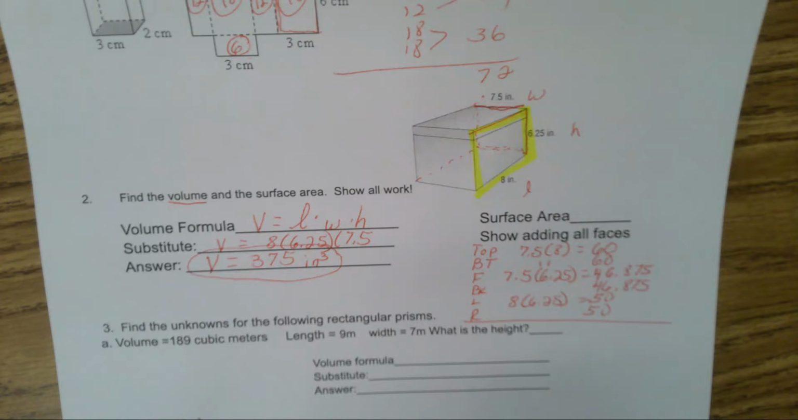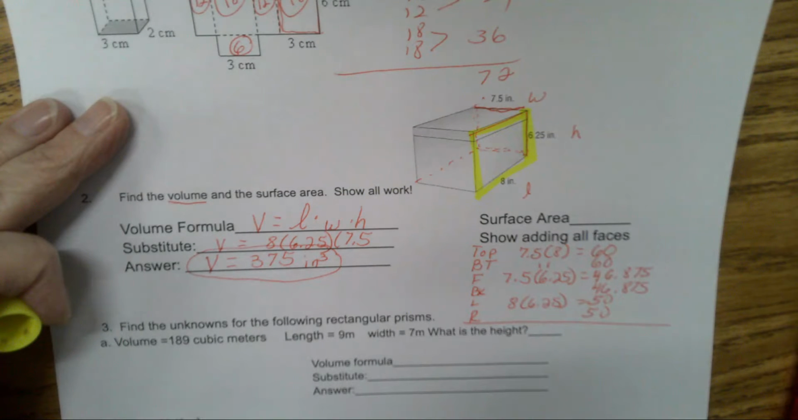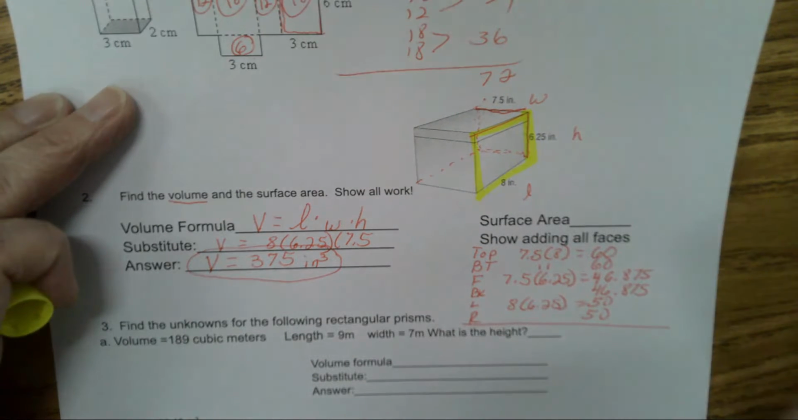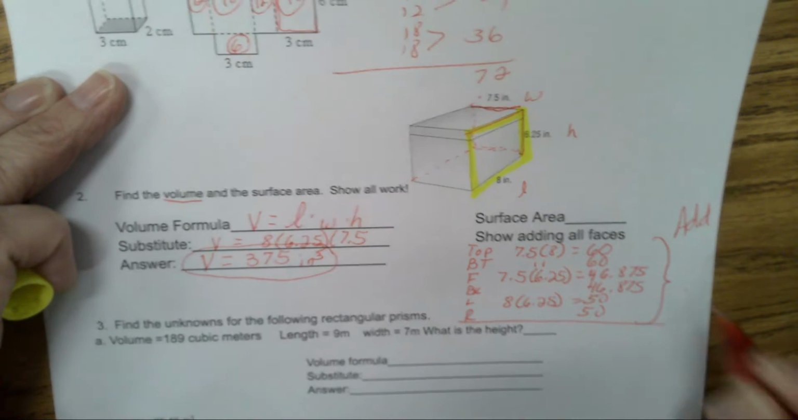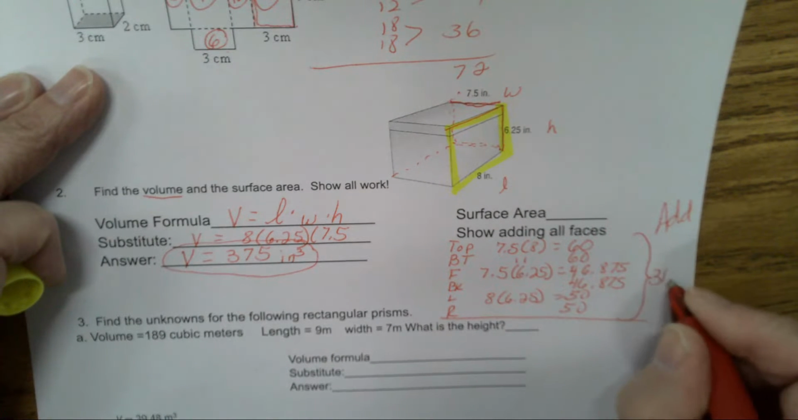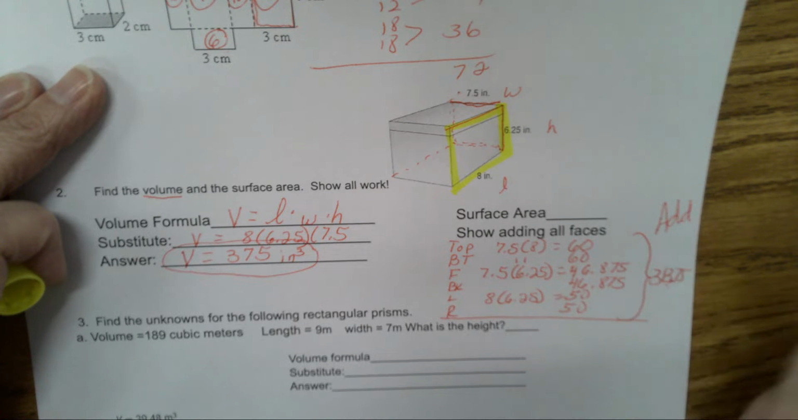Now we add them together. All right, so did you get 313.75? Good, that's what I have. So when I add them all together, I'm just going to put my answer here. It's 313.75.